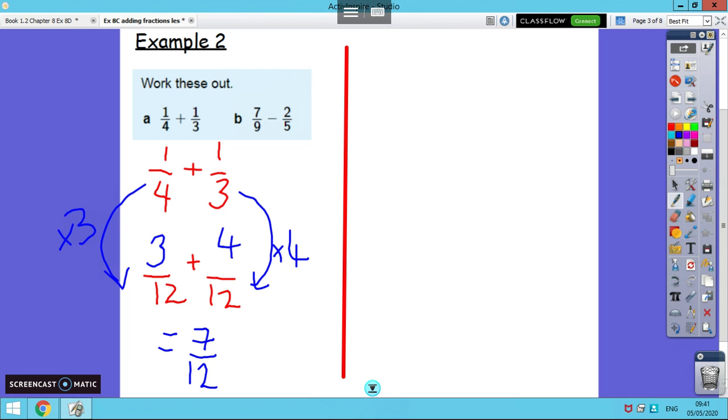No, I cannot, because there is no number that divides into 7 and 12. Okay, so that's your final answer, 7 twelfths. Now let's have a look at the next one.